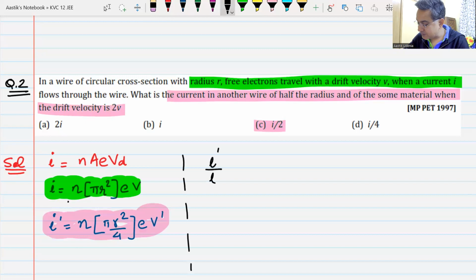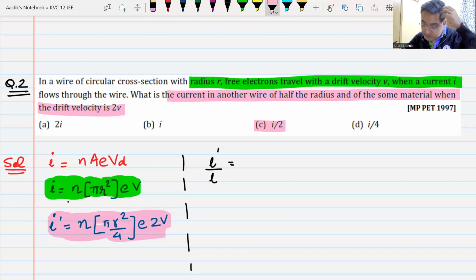I dash by I. The drift velocity has become 2v. I did not write it, so let me just put it here: 2v. I forgot to mention it. Now you just have to divide and you will get I dash by I as how much? Half. The new current is I by 2.